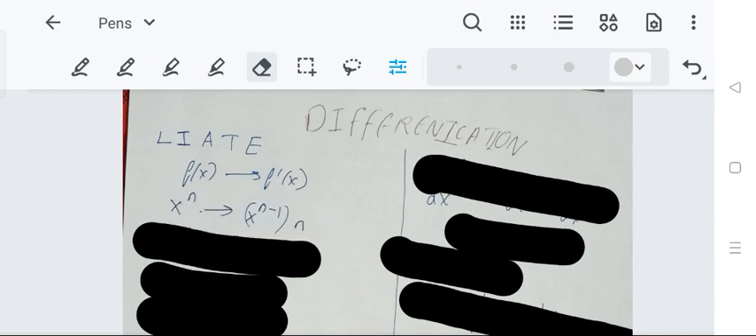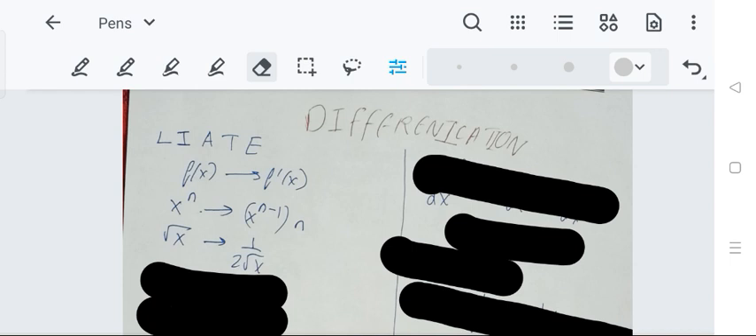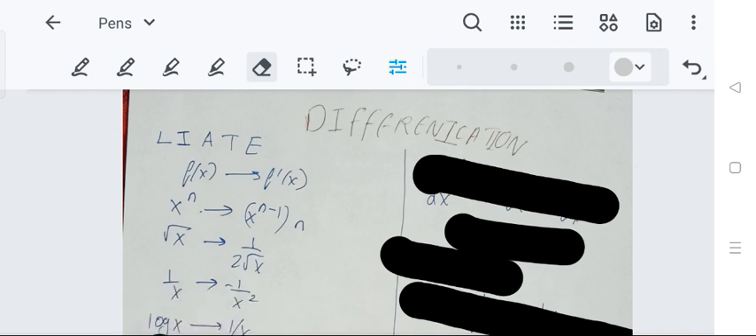Starting with the first basic formula, if we differentiate x raised to the power n, we get x raised to the power n minus 1 into n. The second formula can be derived from the upper formula, but it is very important. Differentiation of root x is 1 by 2 root x. Differentiation of 1 by x is minus 1 upon x square. Another important formula is that differentiation of log of x is 1 upon x.